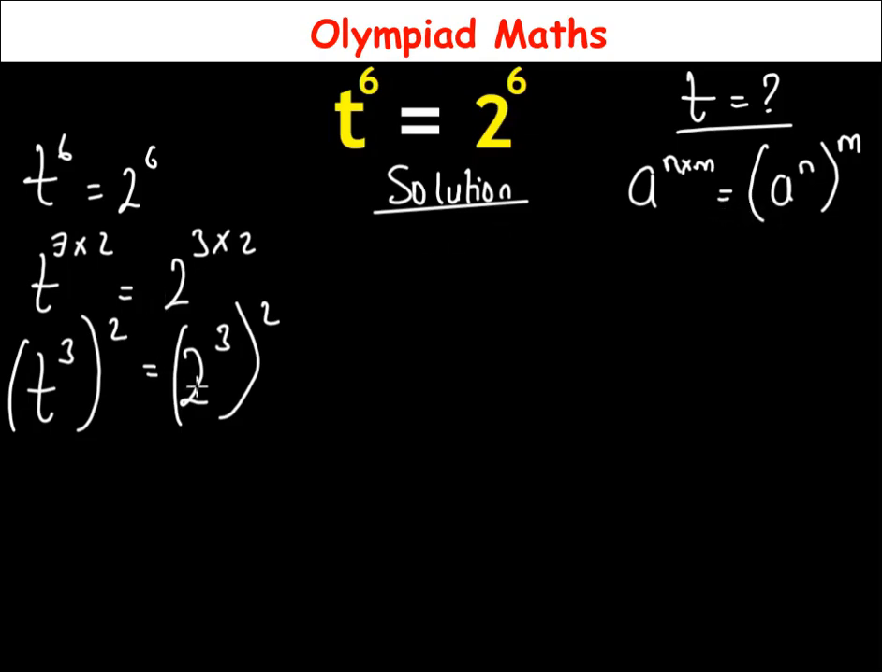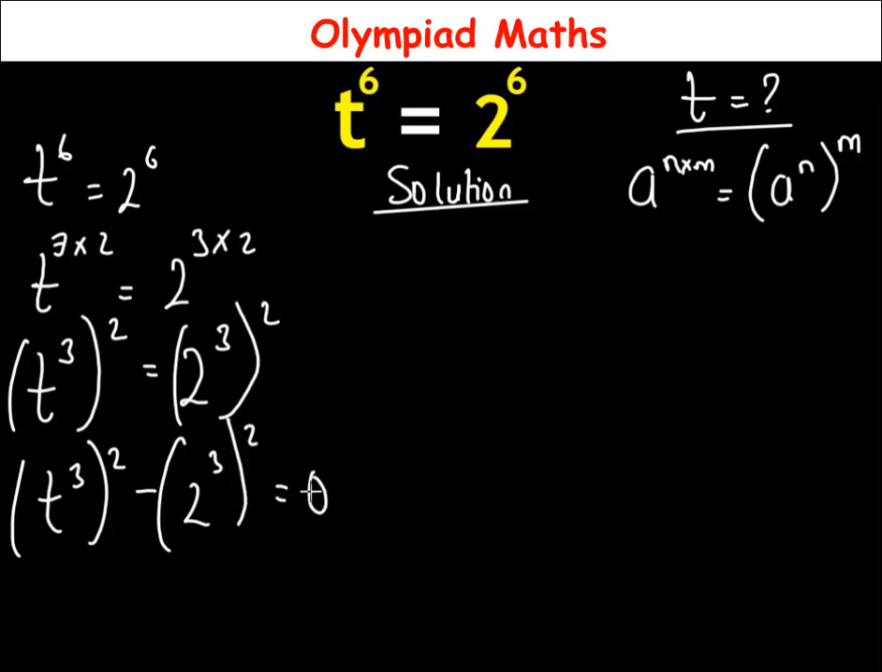Okay, so with this, let's move 2 to the power of 3, all squared, to this side and equate it to 0. So therefore, we have t to the power of 3, all to the power of 2, then plus 2 to the power of 3, to the power of 2 comes here, it becomes minus. You have 2 to the power of 3, then to the power of 2, which equals 0, right?